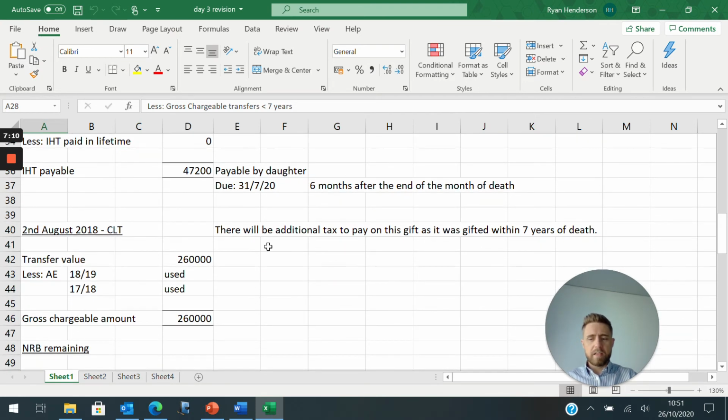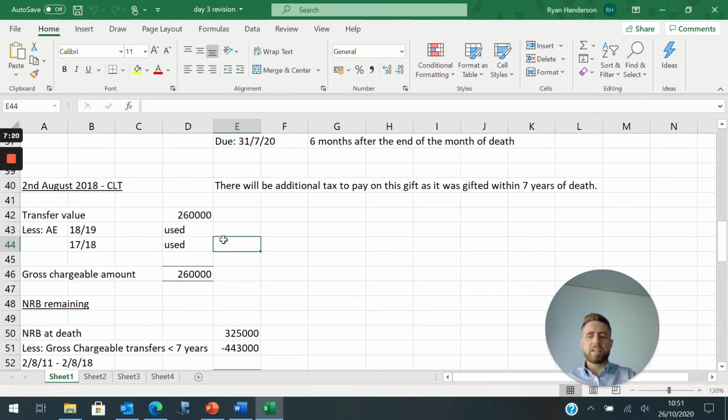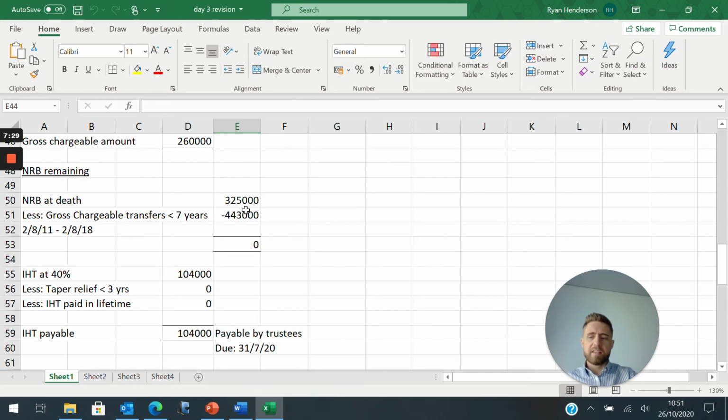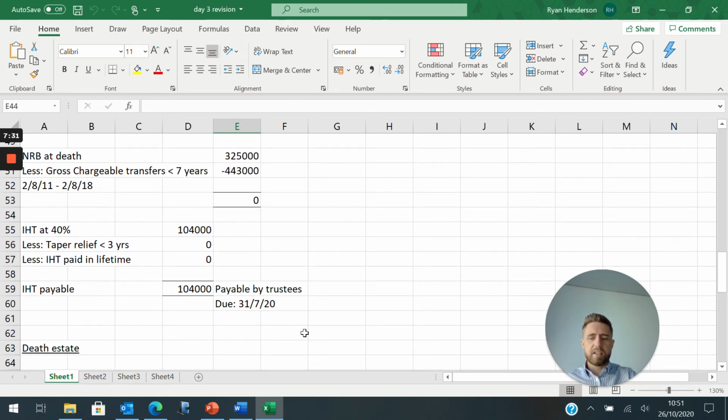Then there was another CLT, same situation. It's within 7 years. We have to now tax it. We've done comp 1, but we've identified that there are no annual exemptions remaining. Calculate the nil rate band remaining, if any. There isn't any in this situation. Calculate the IHT, and again, identify who has to pay the tax. So you can see here what we've done is we've looked back from the date of the gift, not from the date of the death, 7 years prior.